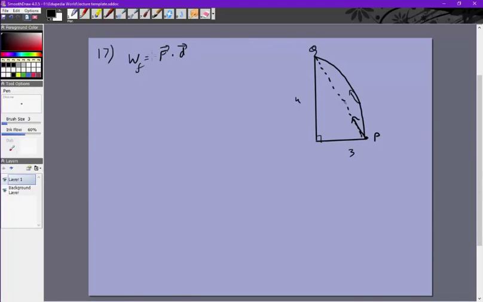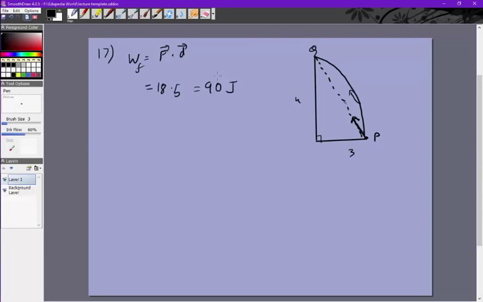It doesn't matter how we got there. So the work done is 18 into d. They're in the same direction, parallel to each other, and this distance is 5 meters. So it is 90 joules. This is the work done by this force.